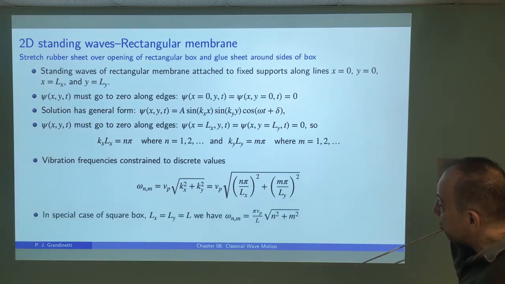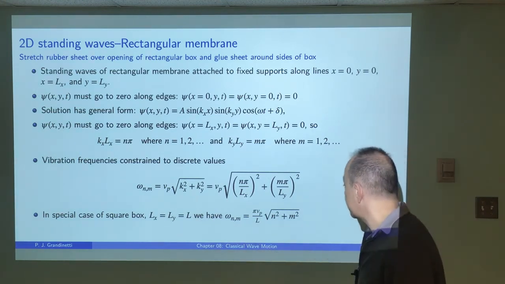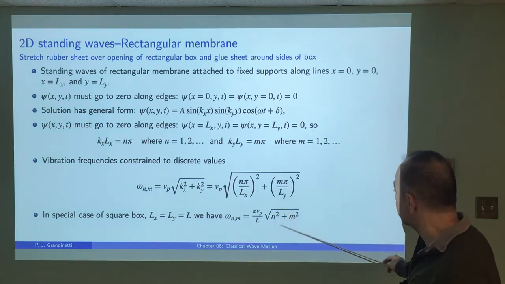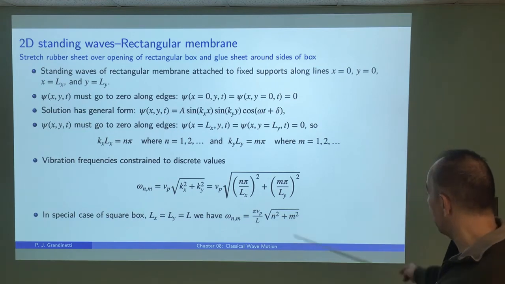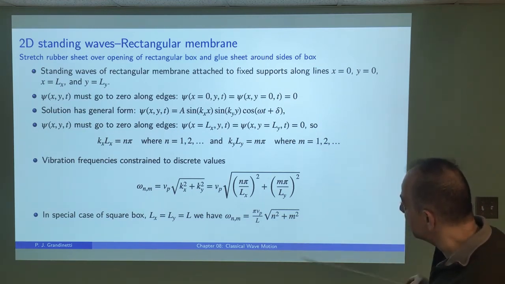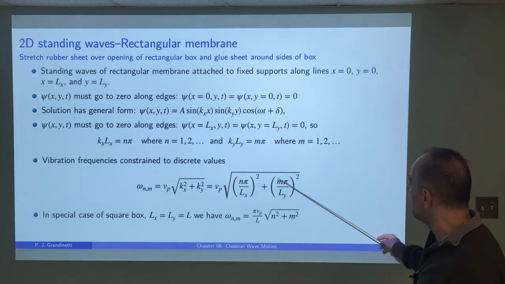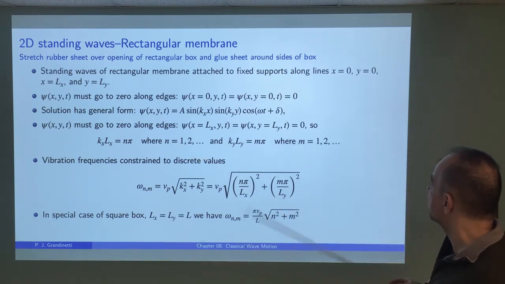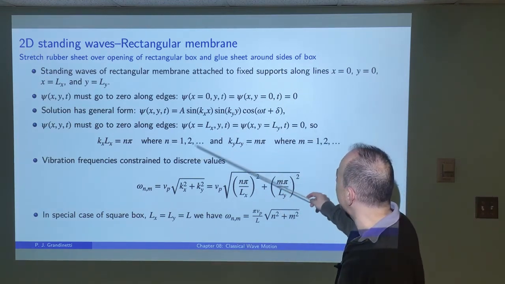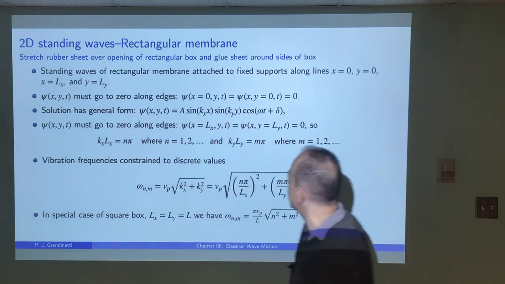Now if we went to a square box where Lx and Ly are equal to each other, so just L, then we can simplify this one more step and just pull the L out, and it's just pi Vp over L, the square root of n squared plus m squared. So this is analogous to what we saw in the 1D case, but now with 2D we have two integer quantities, n and m, which are needed to satisfy the boundary conditions, that the wave function goes to 0 at these points here.